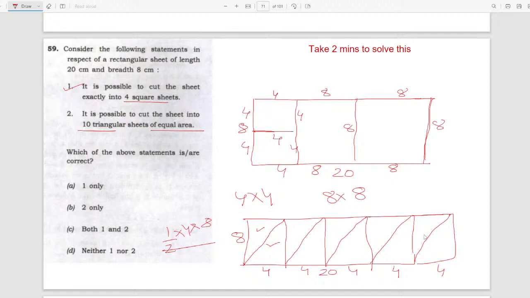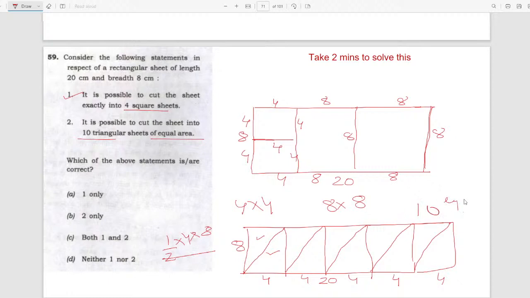So like that we have 5 rectangles that we have cut. Each rectangle is giving 2 equal triangles. So in total there are 10 equal triangles. So even option 2 is correct. The correct answer is option C. Both 1 and 2 are correct. I hope this is clear.